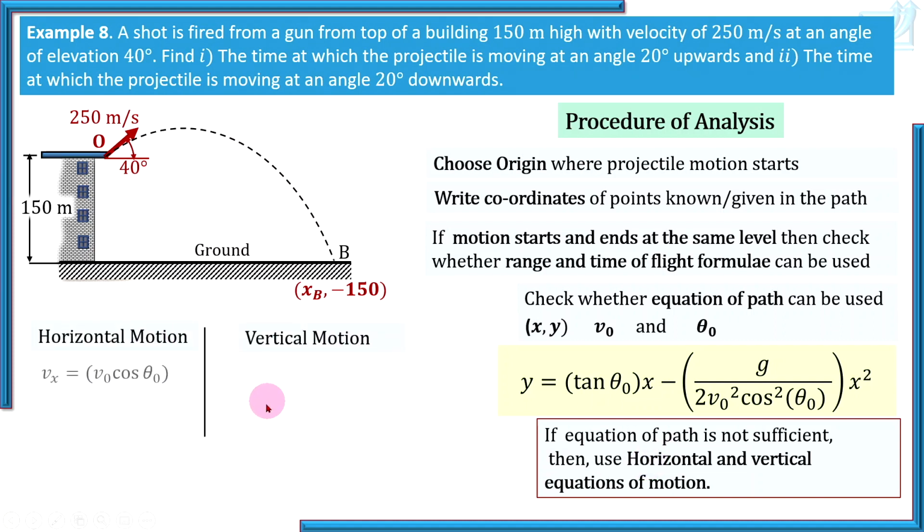Horizontal motion, vertical motion. Ax is 0, Ay is minus 9.8. It is always true for free motion under gravity, so you need not write. So Vx is V0 cos theta 0. X is V0 cos theta 0 into t. Vy is V0 sin theta 0 minus g t. Y is V0 sin theta 0 t minus g by 2 t squared. These are horizontal and vertical equations of motion.